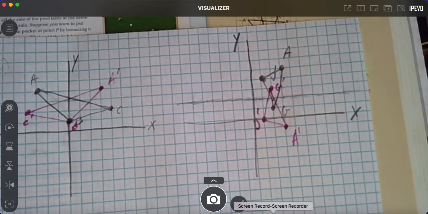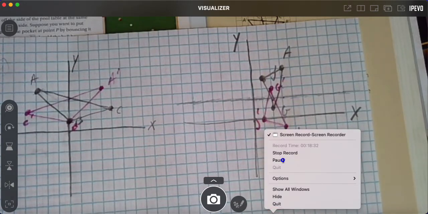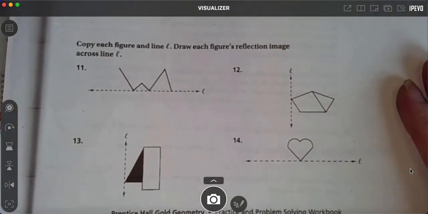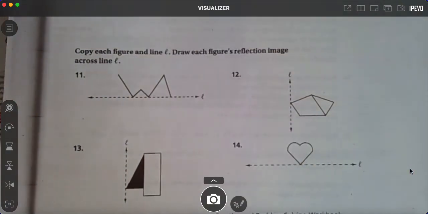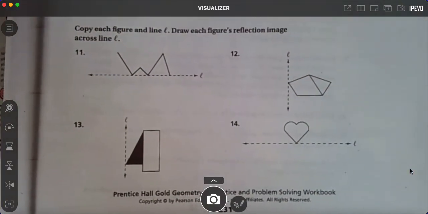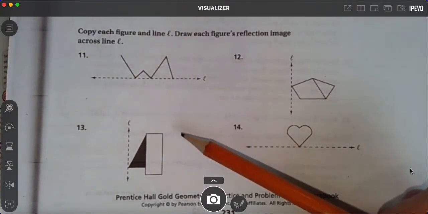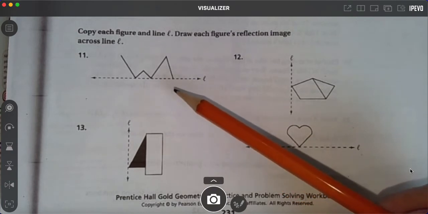No? Okay, so I'm going to let y'all do 2 of these. Just real quick, y'all are going to do 11 through 14 just because I get to pick on y'all for once about your drawings. So I'm going to make you do all 4 of these. You have to draw the reflection. Boys, are y'all listening back there? Okay, so you have to draw the reflection across that line.